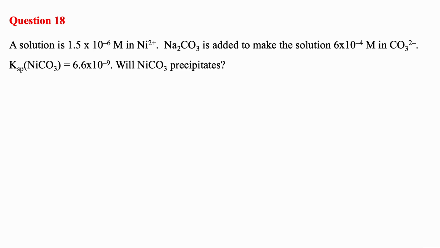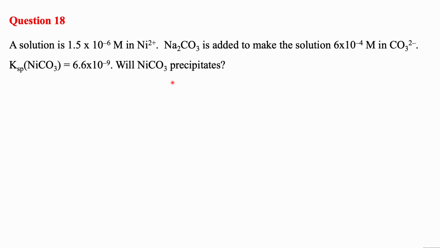Question number 18, they are asking: a solution is 1.5 times 10 power negative 6 molar in NiCa 2 plus, and sodium carbonate is added to make the solution 6 times 10 power negative 4 molar in carbonate. That means they have added this one so that they get this concentration of carbonate. The Ksp of NiCa carbonate was given. They are asking if the NiCa carbonate will precipitate.